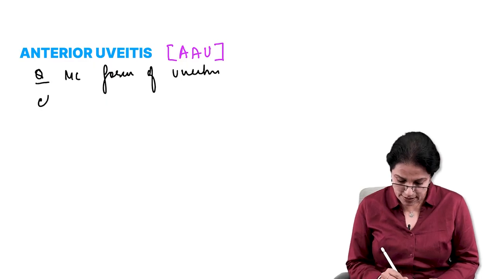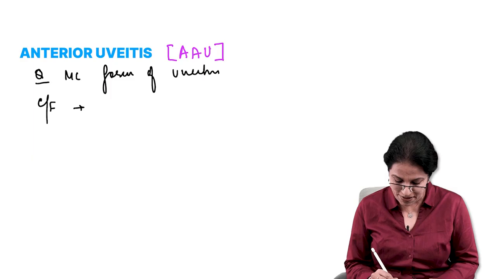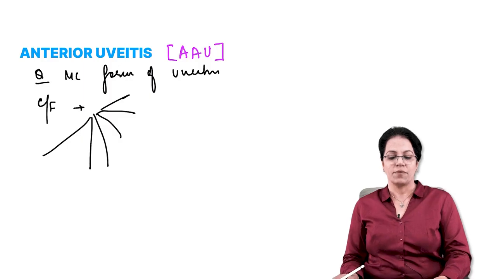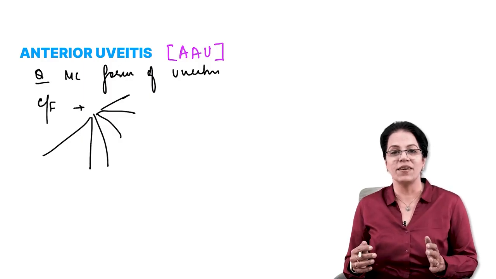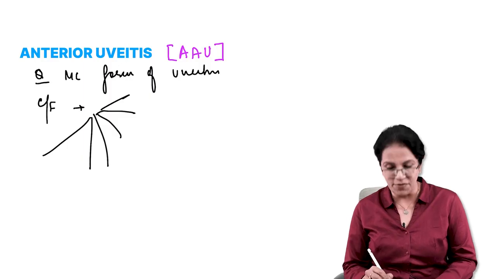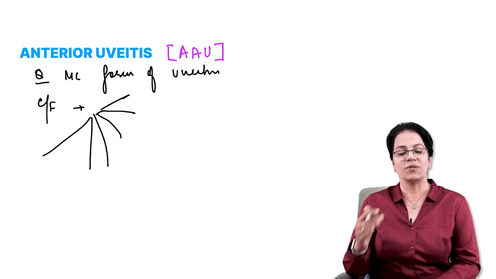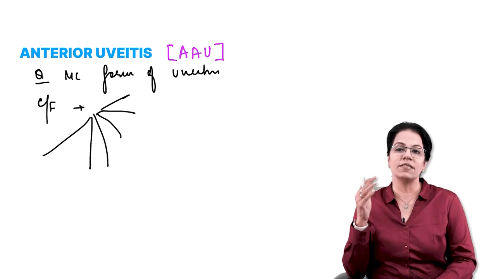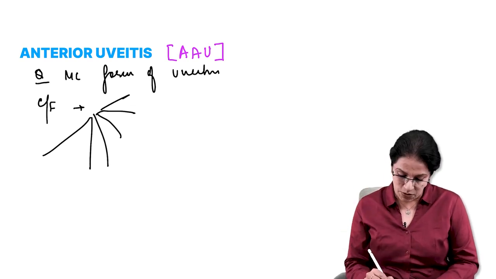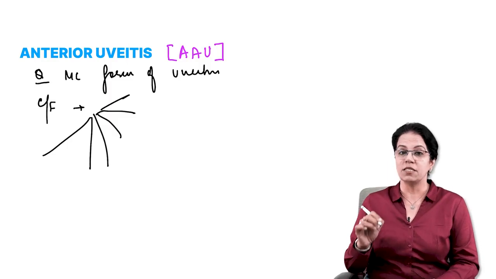How will this present? Very simple, life is simple. See what I am making, I hope you got it. These are the 5 and 6 fingers that we learned together. We have done it in the cornea chapter, in the conjunctiva chapter as well. So this is how a patient of anterior uveitis presents.